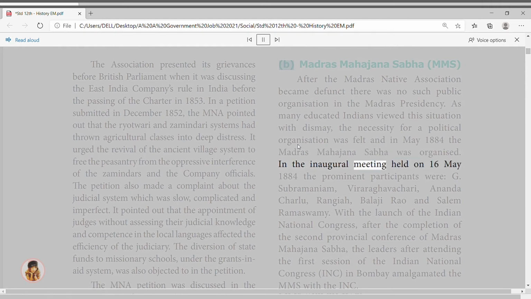In the inaugural meeting held on May 16, 1884, the prominent participants were G. Subramaniam, Viraraghavachari, Anandacharlu, Rangiah, Balaji Rao, and Salem Ramaswamiah. With the launch of the Indian National Congress, after the completion of the Second Provincial Conference of Madras Mahajana Sabha, the leaders, after attending the first session of the Indian National Congress, INC, in Bombay, amalgamated the MMS with the INC.